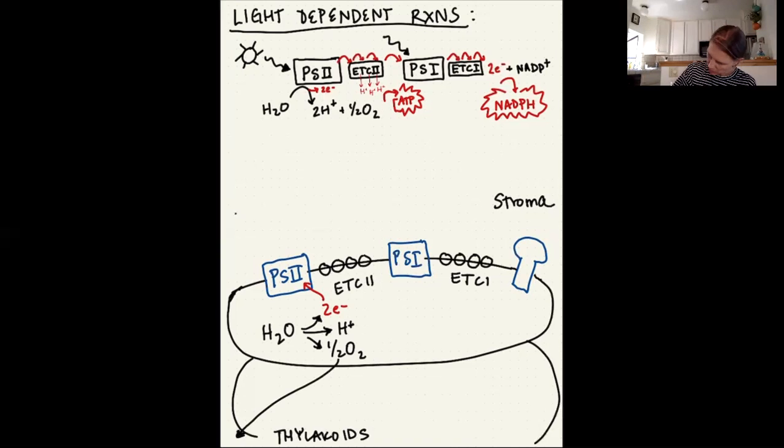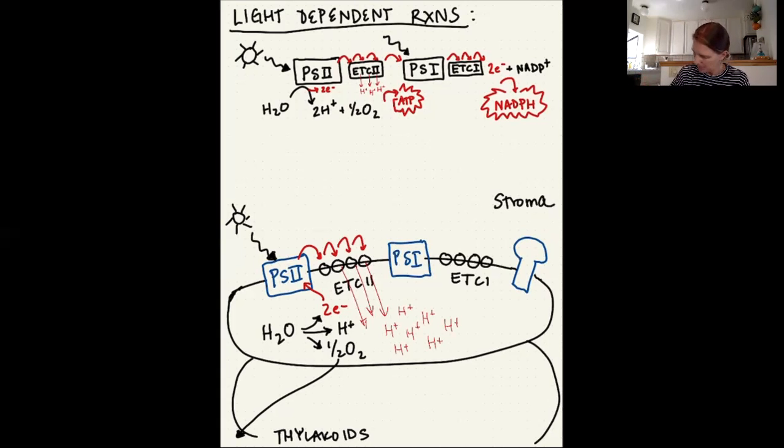But these electrons are going to get energized by a photon of light, right? When those electrons get energized by a photon of light, they are going to go through the electron transport chain. As they do that, we are going to see that H's get pumped into the thylakoid space. Not the stroma, but inside the thylakoid membranes.